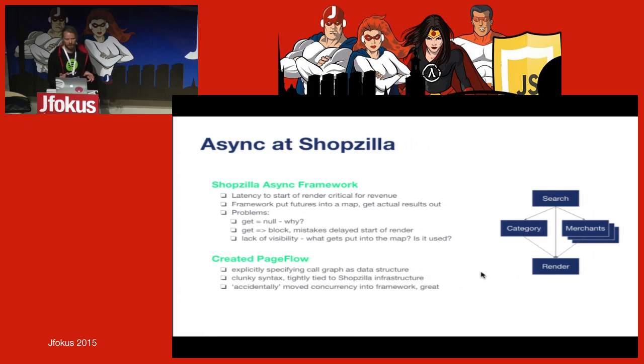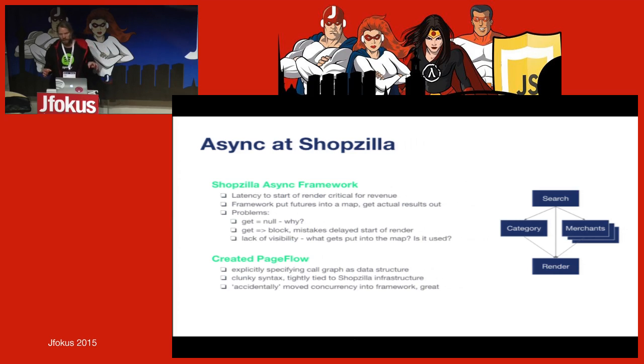And at Shopzilla, I forgot to say, it's a price comparison site. It's just like Price Runner, but it doesn't exist in Sweden. Something that we found was that latency to start a render is really critical for the amount of money that we made. Because if the site felt snappy, then people would use it more, and it would be a good thing. So the thing that we wanted to avoid was that when we had a much more complex graph than this, with about 40 invocations perhaps, some of these services got in the way of starting to render, starting to send stuff down to the web clients.